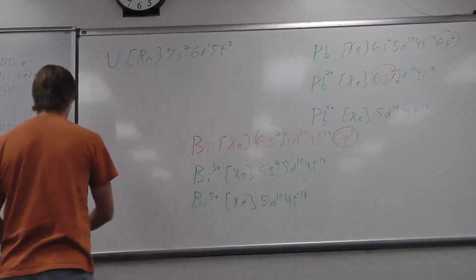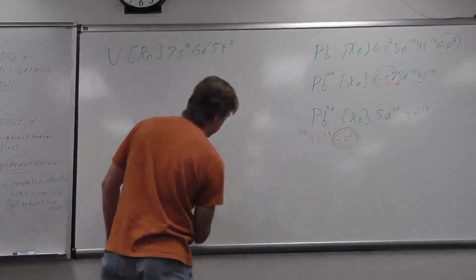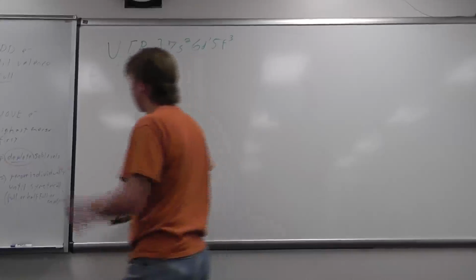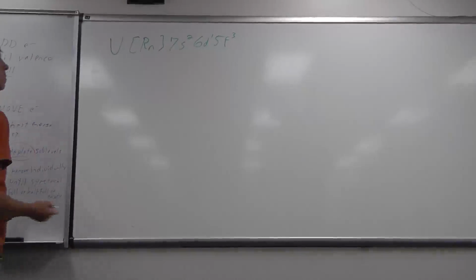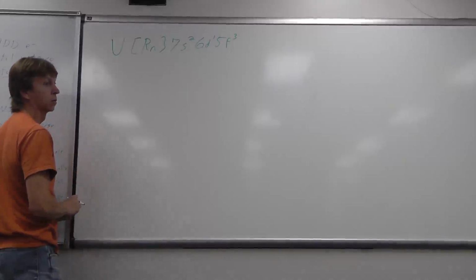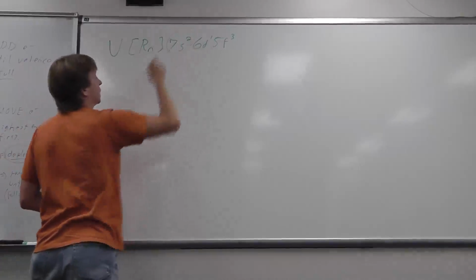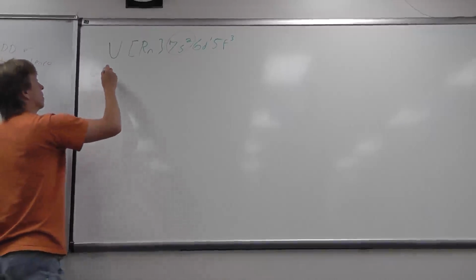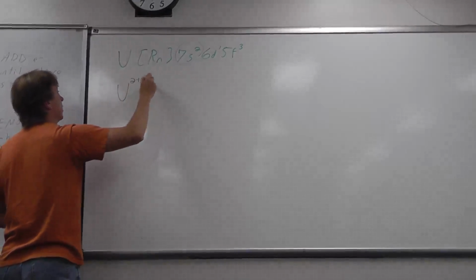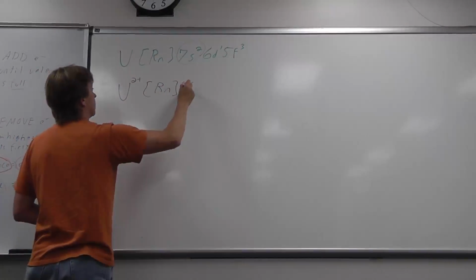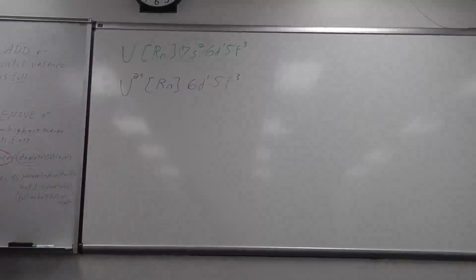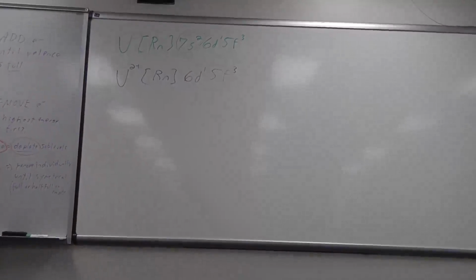This is uranium. What would be the first thing to go? Level 7. And that's 2 electrons because that's valence. And it would be all gone together. So that would make the uranium a +2. This would be the configuration of uranium 2.